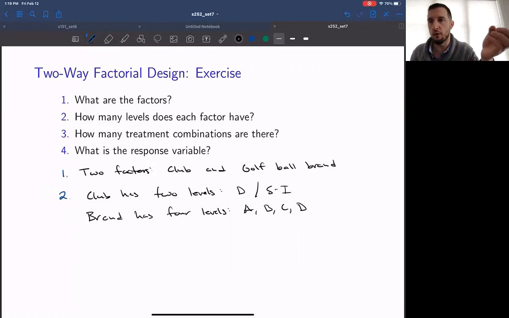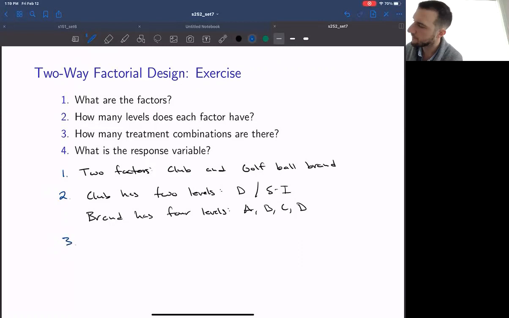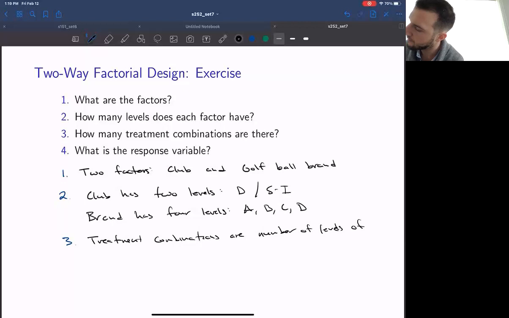Part three asks, how many treatment combinations are there? So treatment combinations refer to the interactions across the levels of the factors. So we have treatment combinations are the number of levels of factor A multiplied by the number of levels of factor B.